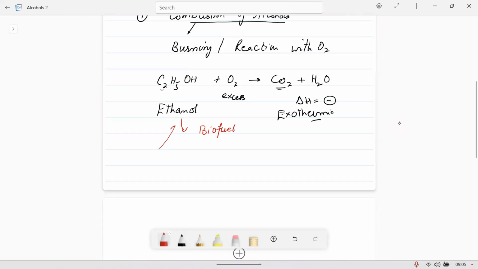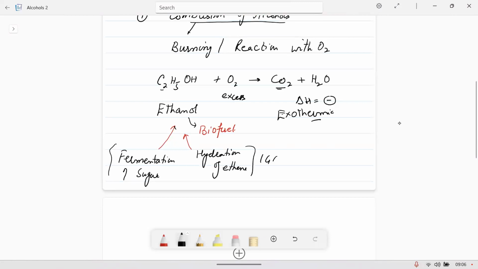Ethanol can be produced in two different ways industrially. One is through the fermentation process of sugar, and the other is hydration of ethene. Both of these you have done in your IGCSE, so you will still need to know this. In many countries, ethanol is legally mixed with petrol and sold at the petrol station because it can provide energy when it is burned.